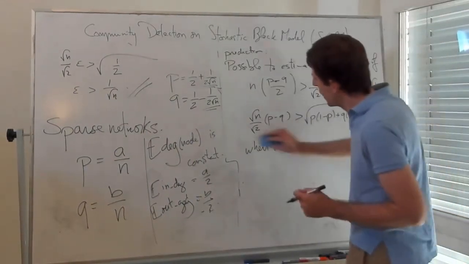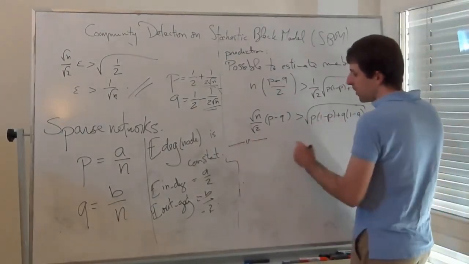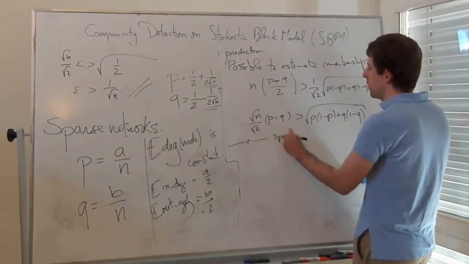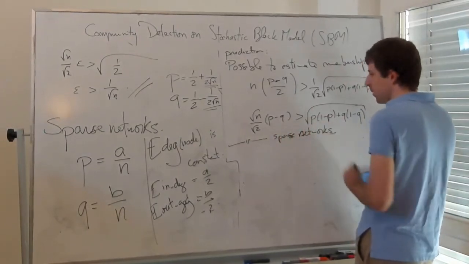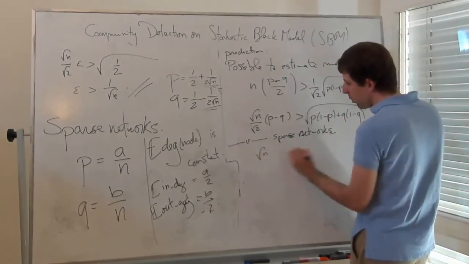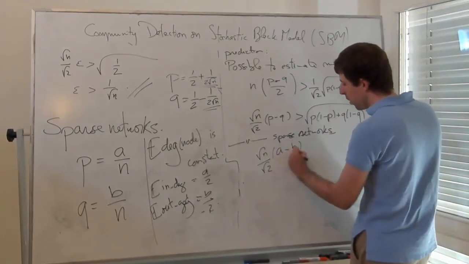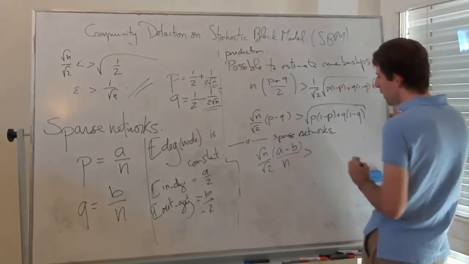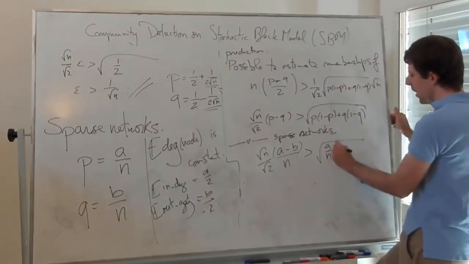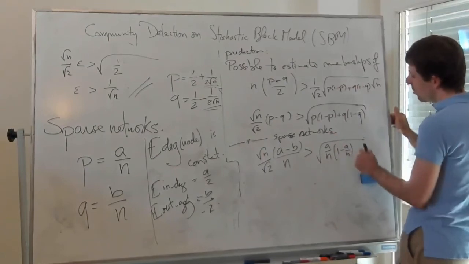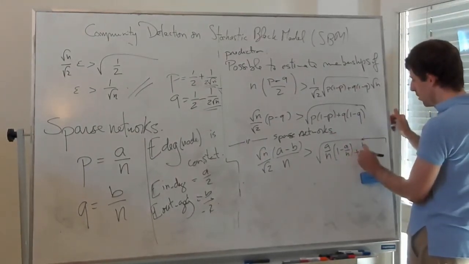Now we can see what we get then. Let's just replace. For sparse networks, what we get is root n over root 2 times (A minus B) over n bigger than the square root of A over n times (1 minus A over n), but this is just 1, because n is so much bigger than A. So we can keep track of it for now.